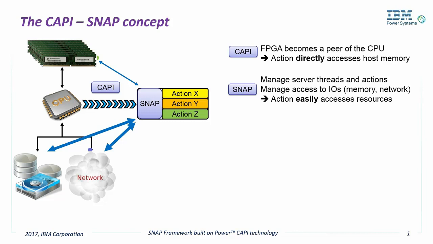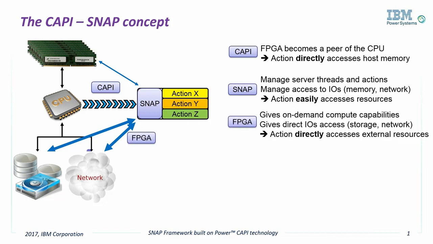So with CAPI and CAPI Snap, we get the actions acting as threads called by the main application on the host, sharing the same virtual address space. The Snap infrastructure manages the data movement and job controls on behalf of the application after it calls for an accelerated action. So the action need only encompass the data transformation, as the Snap infrastructure manages delivery of the data to the action.